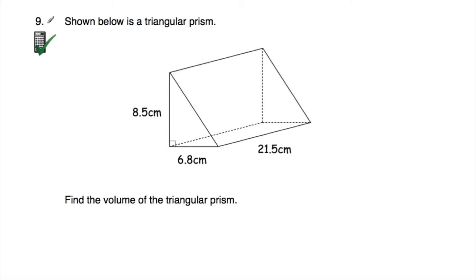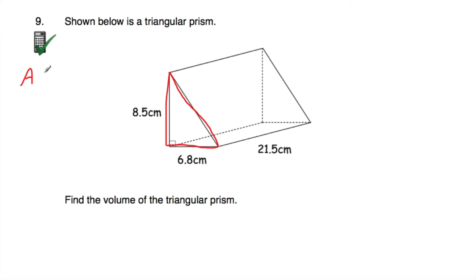Okay, so question number 9, it's a calculator question, and we're told shown below is a triangular prism. So here's another triangular prism, and we've been asked to find the volume of this triangular prism. So again, we want to find the area of the cross section. So we've got this triangle, that's the cross section of the prism, and we want to find the area of that triangle, and then we'll times it by the length of the prism, which in this case would be 21.5. So let's find the area of the triangle.